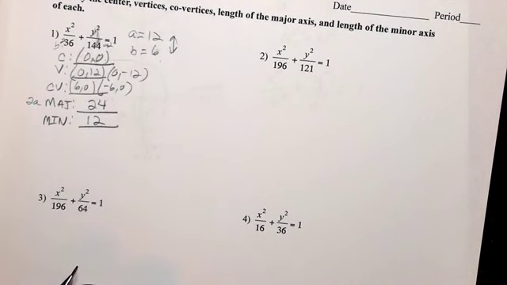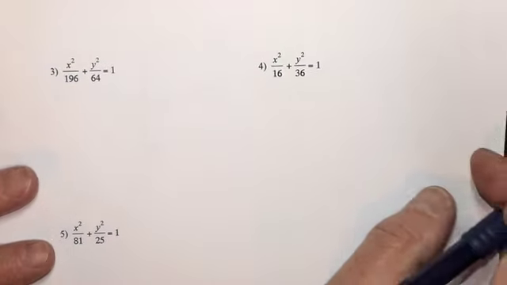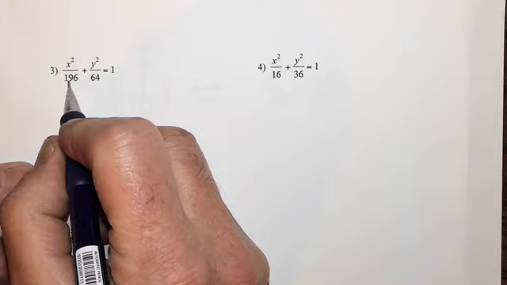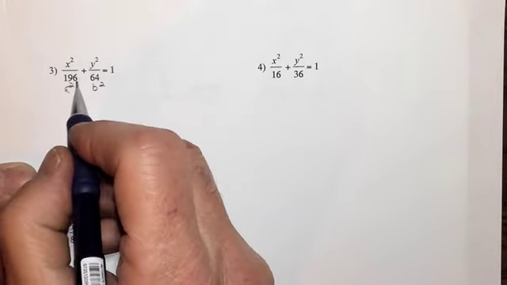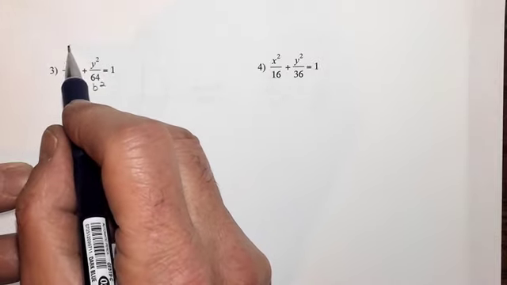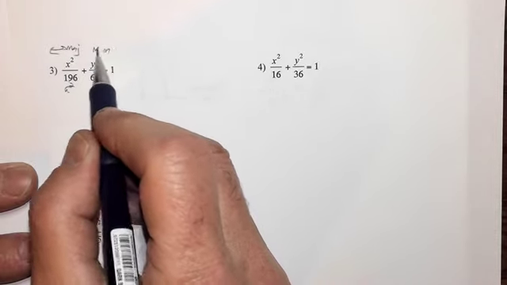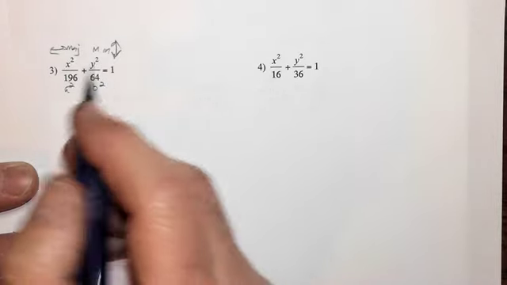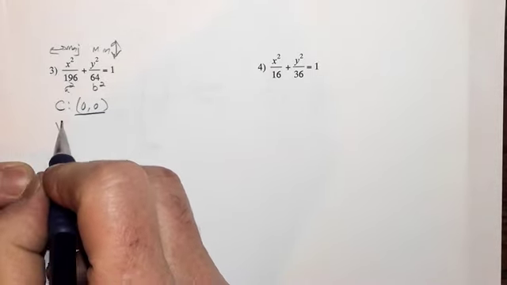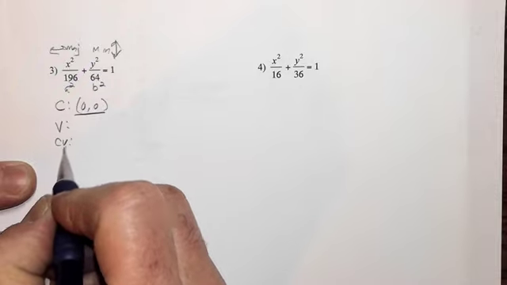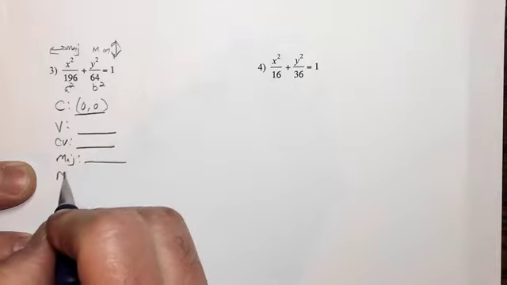Okay, so let's jump down here. Let's look at another one, number 3 down here. We know the bigger number is a, so this is a squared, this is b squared. I know that the major axis runs in the x direction. The minor axis runs in the y direction. And so we want the center, well, 0, 0, that's easy. We want the vertices, the covertices, the major axis, and the minor axis.